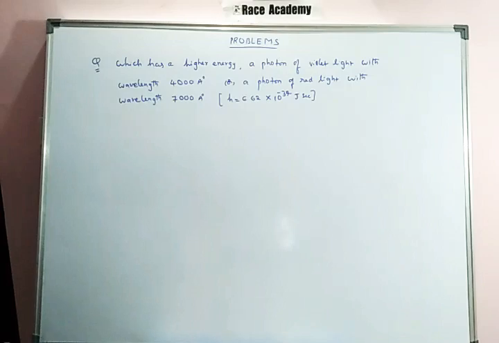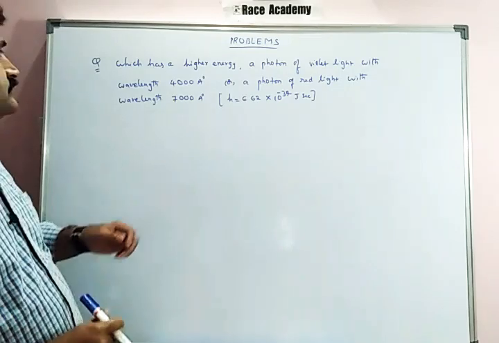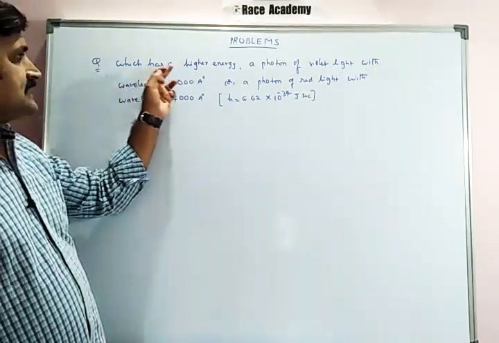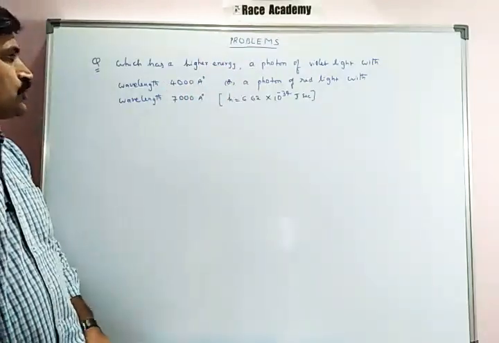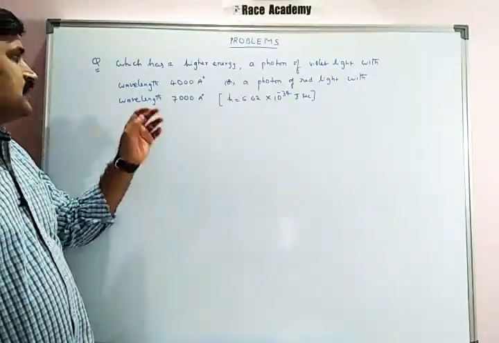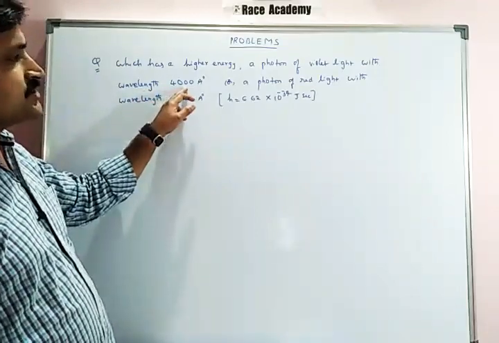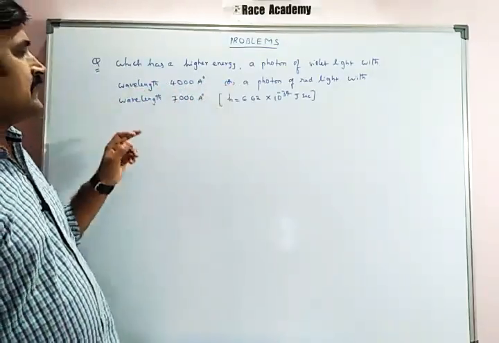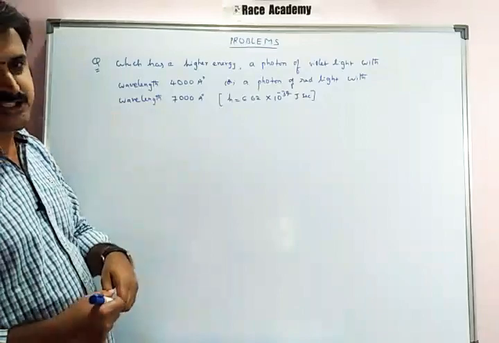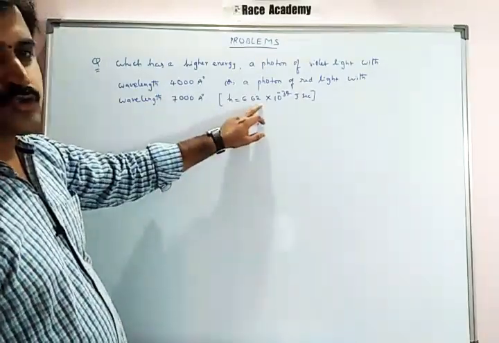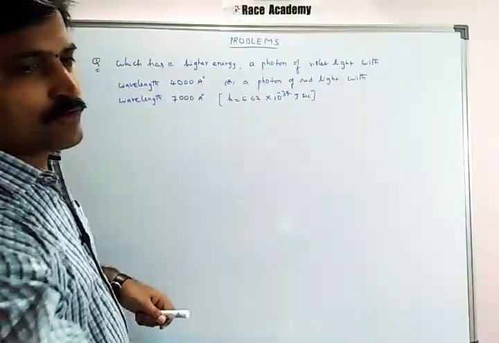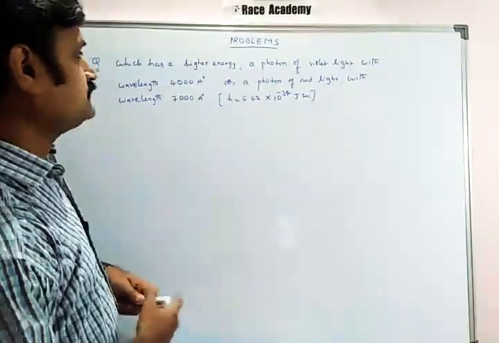Now let us see the next problem, which is: which has a higher energy, a photon of violet light with a wavelength of 4000 angstrom units, or a photon of red light with a wavelength of 7000 angstrom units? They are given the h value 6.62 into 10 to the power of minus 34 joule second.